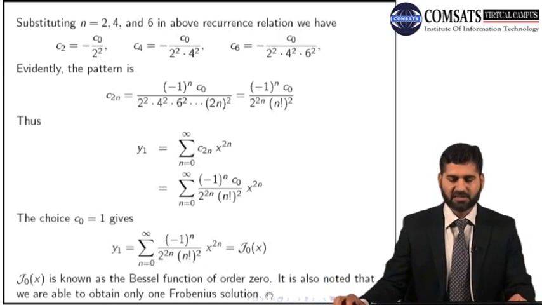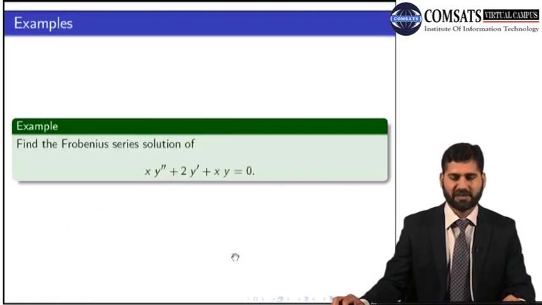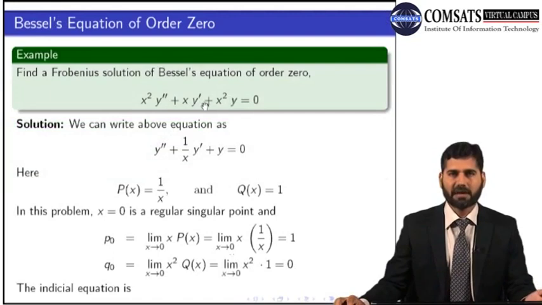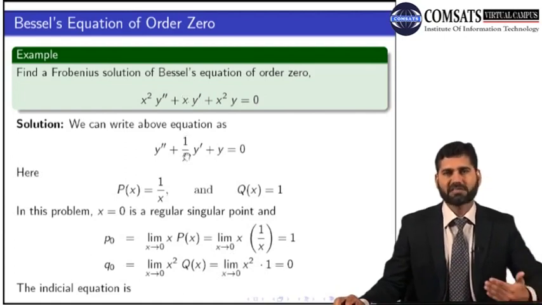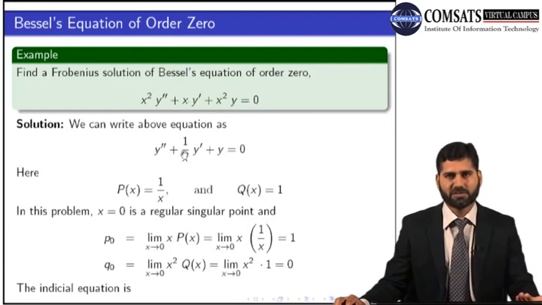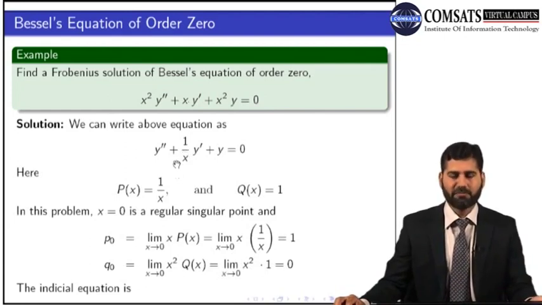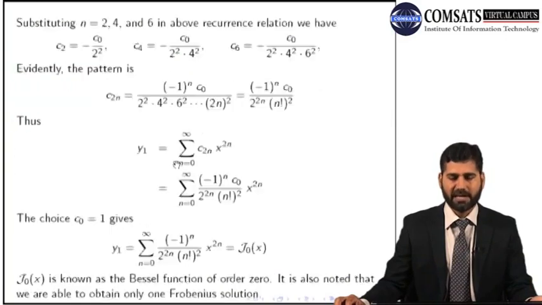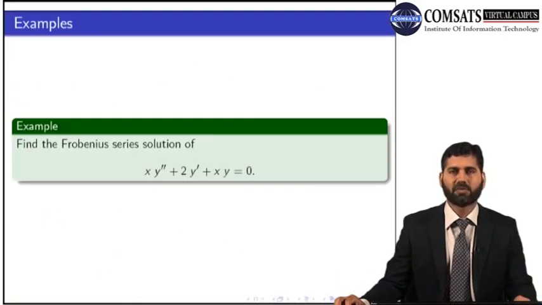It is also noted that we are able to obtain only one Frobenius solution here. Only one Frobenius solution, which is J naught of x. Whether it's Bessel or not doesn't matter. If we have a differential equation where x equal to 0 or any other point is a regular singular point, we can follow the steps of the method of Frobenius to obtain the solution. Following the same footsteps, I can solve this equation as well.